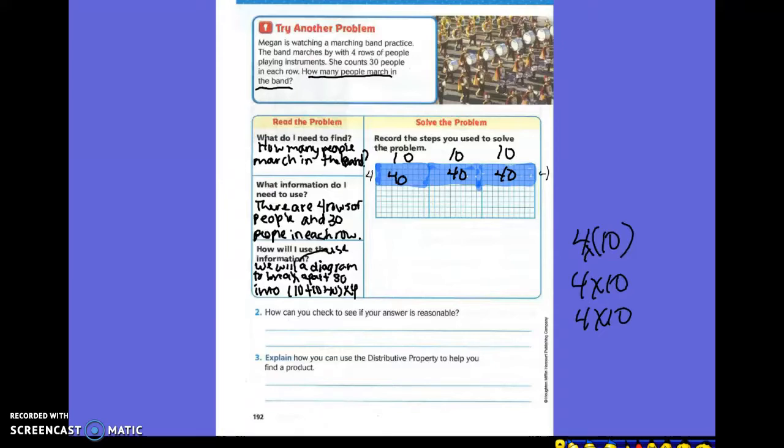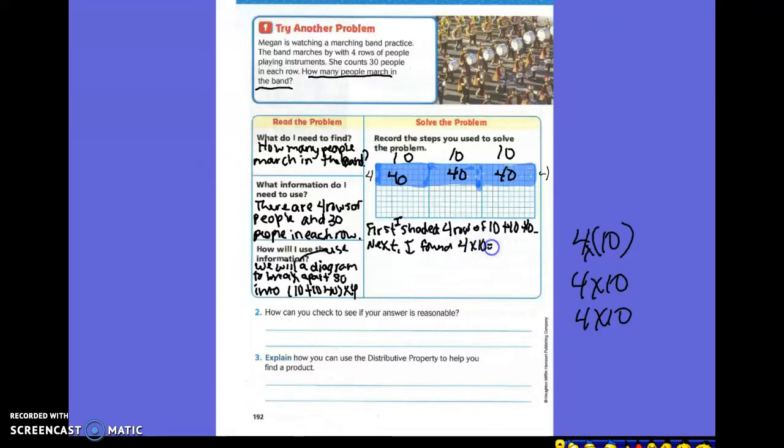Now the first step that we did is we first shaded 4 rows of 10. And then we did 10 more, and then we did 10 more. So that's why I'm going to write 10 plus 10 plus 10. Then what did we do? We shaded all of our 4 rows of 10, and then we had to find what? 4 rows of 10. What does that equal? 40.